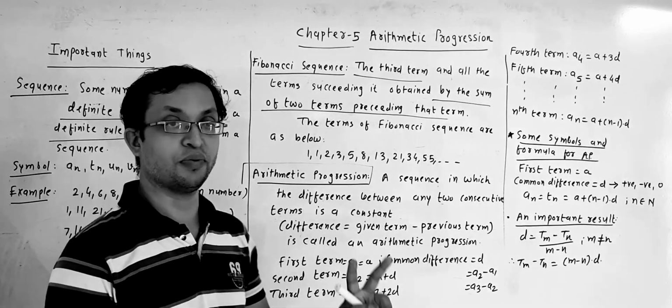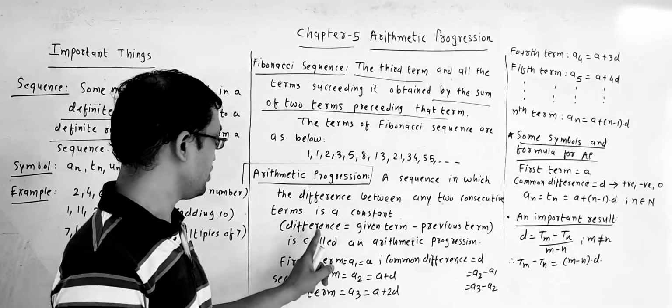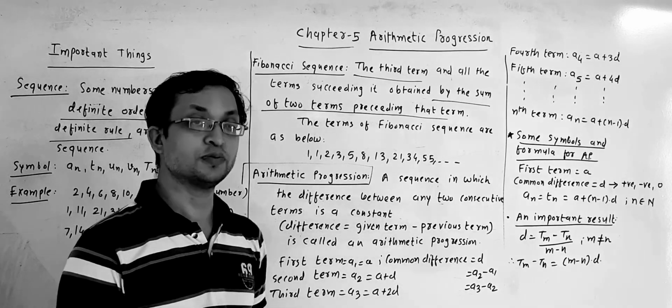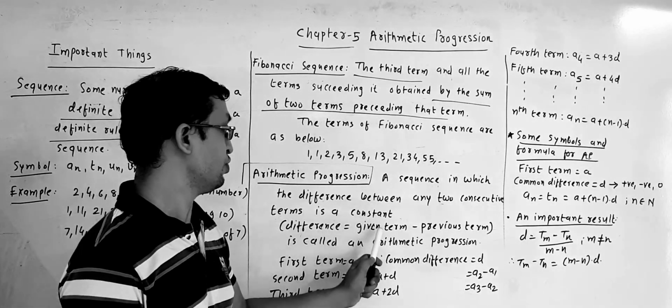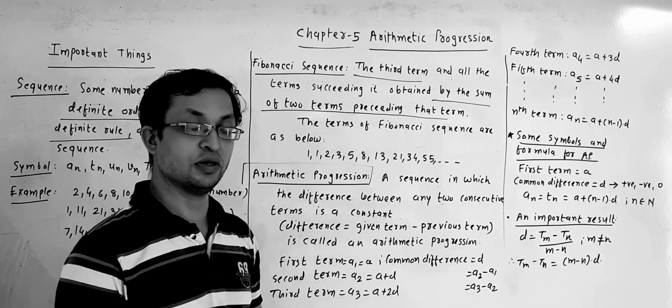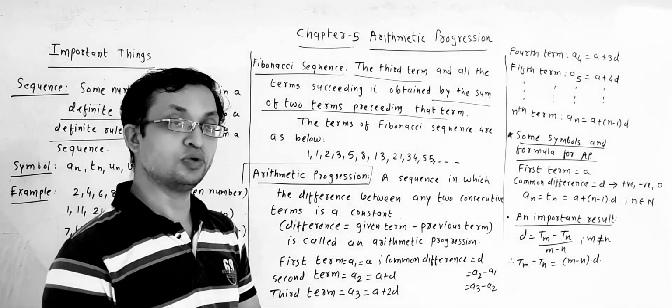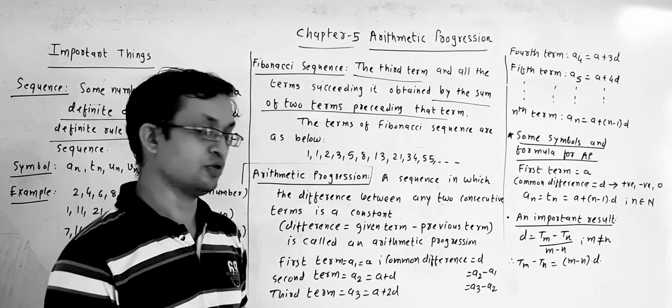कोई भी दो टर्म का डिफरेंस क्या होना चाहिए? कांस्टेंट. And difference is equal to given term minus previous term. जो टर्म है उसके आगे के टर्म के साथ उसका डिफरेंस होगा.